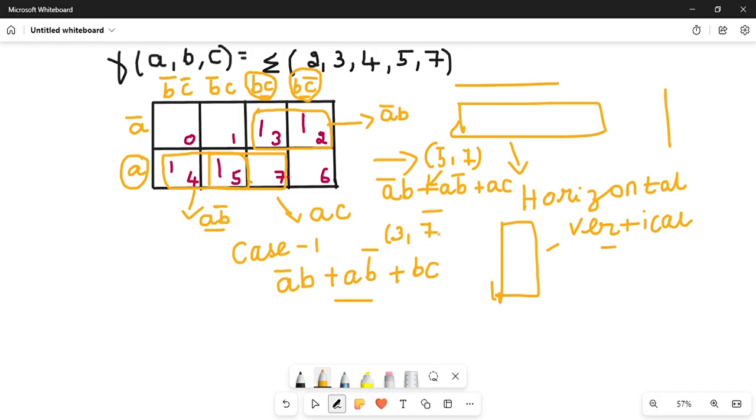What is the 3 and 7 grouping? It's a vertical grouping, right? So 3 and 7, it's a vertical cell grouping. Cells are grouped in a vertical manner. Therefore, this A bar and A will get completely eliminated. If you are grouping in a horizontal manner, then A bar and A will not get completely eliminated. They'll come into the picture. Right?